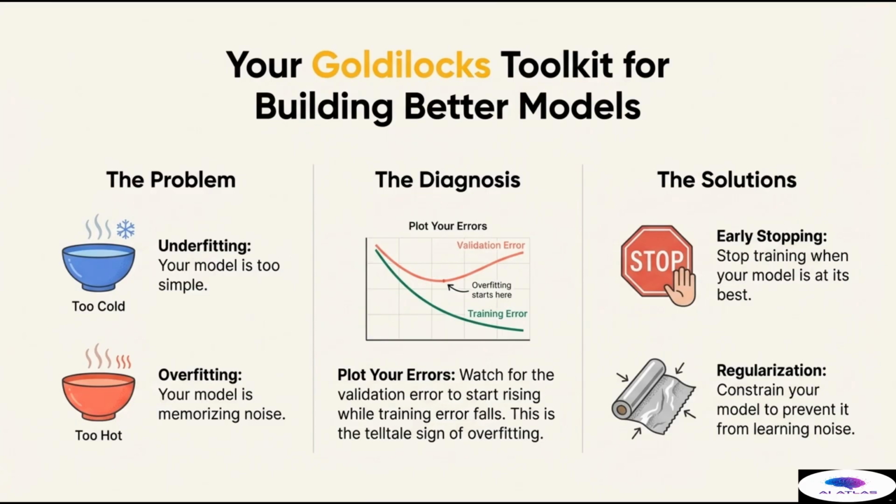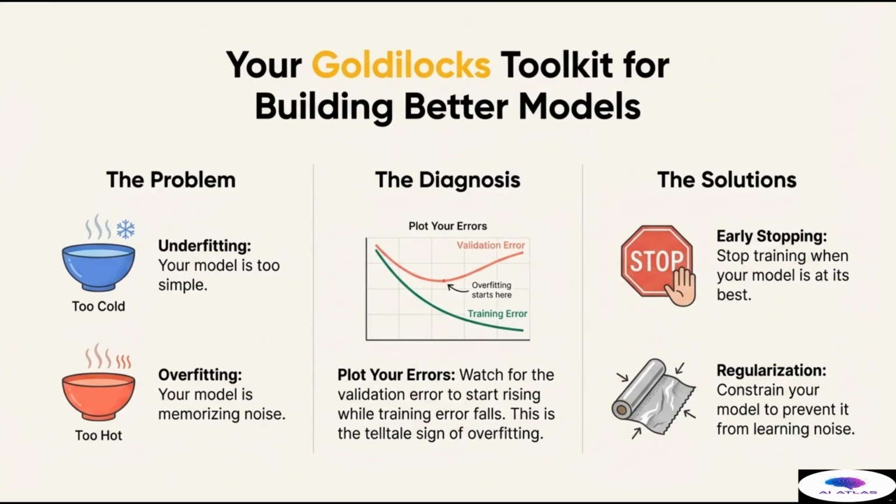The diagnosis: the key diagnostic tool is plotting your errors. Watch the training error and the validation error over time. The telltale sign of overfitting is when the validation error starts rising while the training error continues to fall. That divergence is your cue to intervene. The solutions: we have 2 powerful techniques to manage the fit. 1. Early stopping. This is a timing solution. It means stopping the training process right at the moment the validation error hits its minimum, the sweet spot, to prevent the model from entering the overfitting zone.